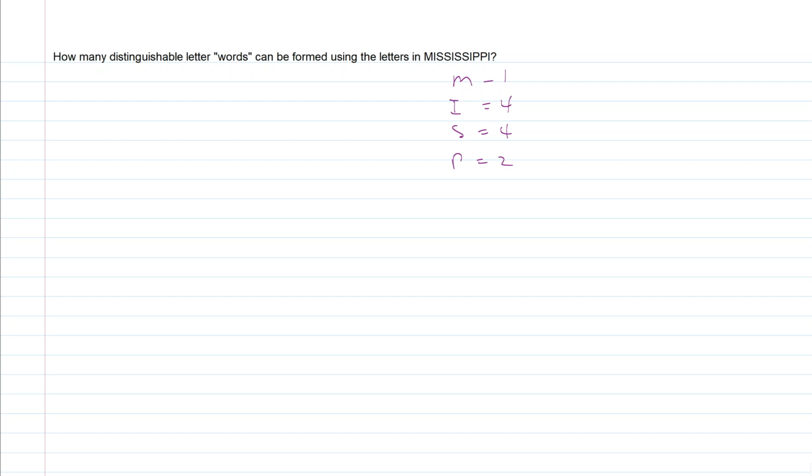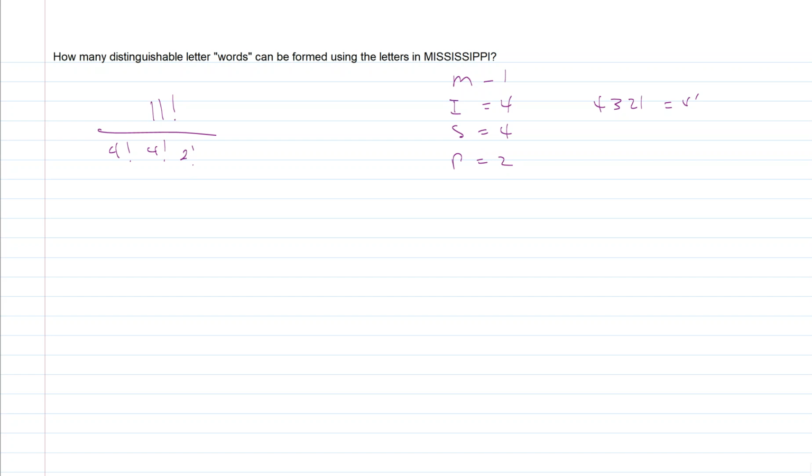Okay, so total number of letters, I've got 1, 2, 3, 4, 5, 6, 7, 8, 9, 10, 11 letters. So 11 factorial would be all the permutations of those letters. And now I've got to look at the repeats. So there are 4 I's. So how many ways can I arrange the I's? That's 4, 3, 2, 1, 4 factorial. So I'm going to divide by 4 factorial. Same thing for the S's, 4 S's, so another 4 factorial, and I have 2 P's, so 2 factorial. Crunch that in your calculator, and there's your answer.